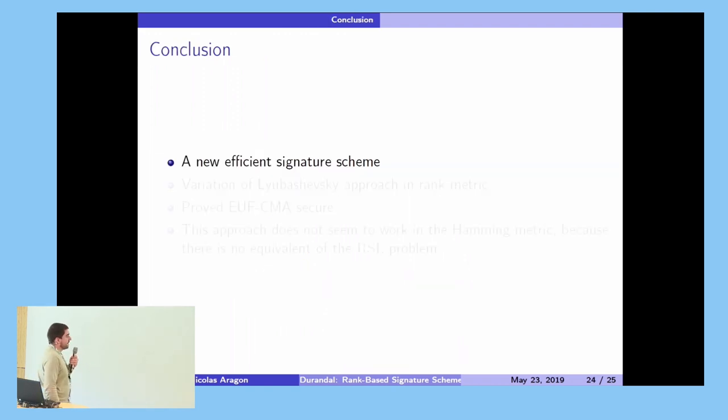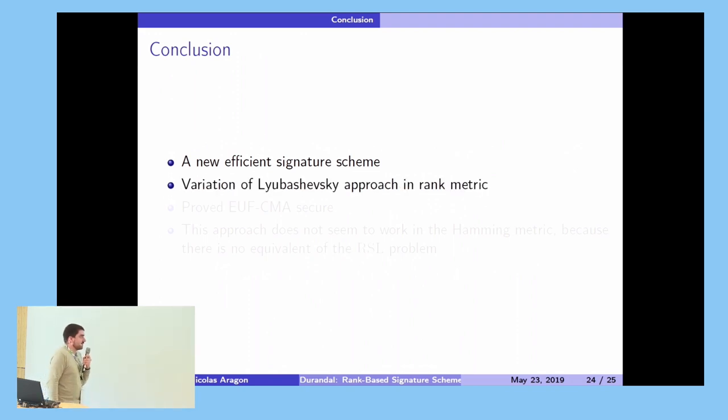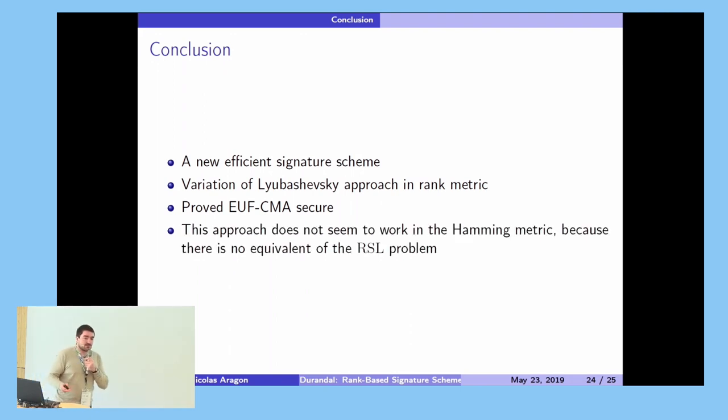So to summarize, we built a new efficient signature scheme that is an adaptation of the Lyubashevsky framework in the rank metric, with a new idea to counteract the basic attack for the straightforward adaptation. It is proved EUFCMA secure. And as an open question, we tried to adapt this to the Hamming metric, but because there is no equivalent of the RSL problem, it does not seem to work. Or at least this is not that easy.